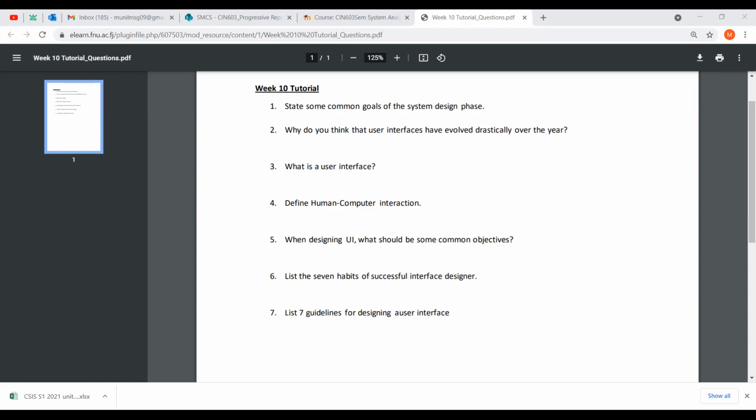First one is improvement in technology over the years. Next point, more scientific research on human computer interaction.